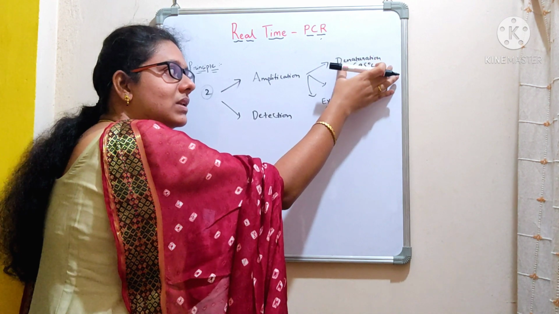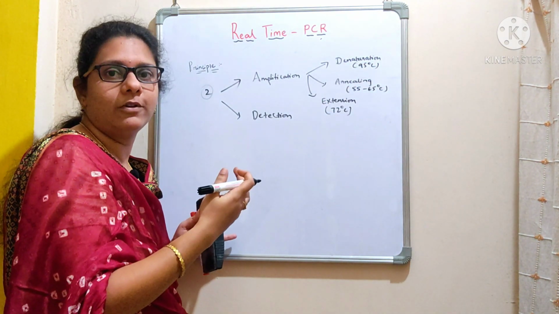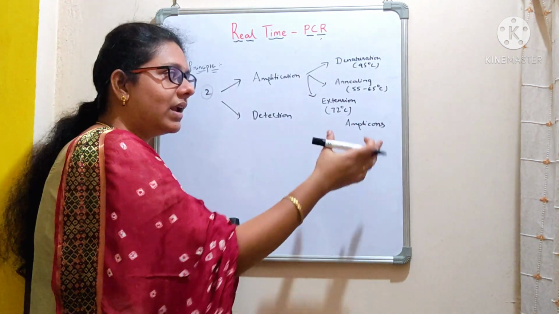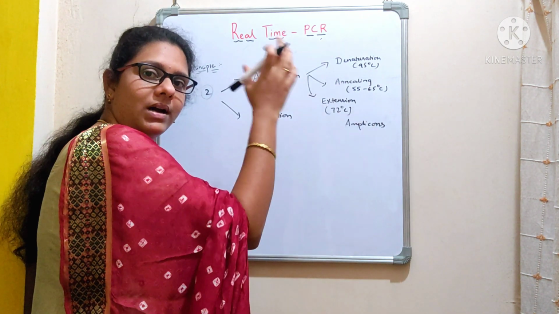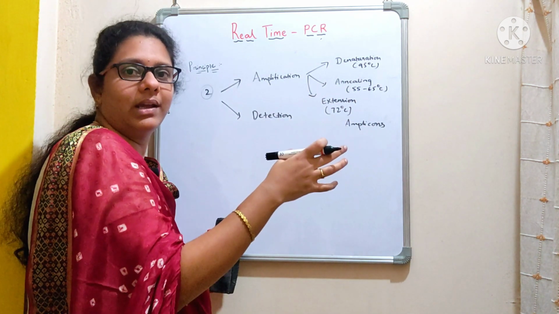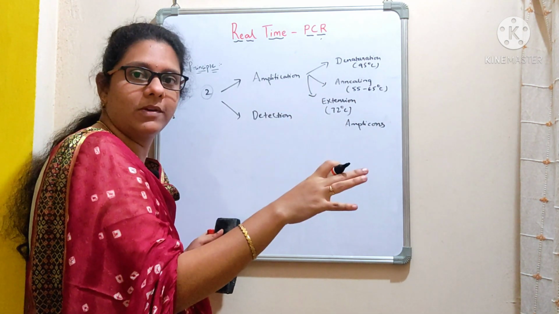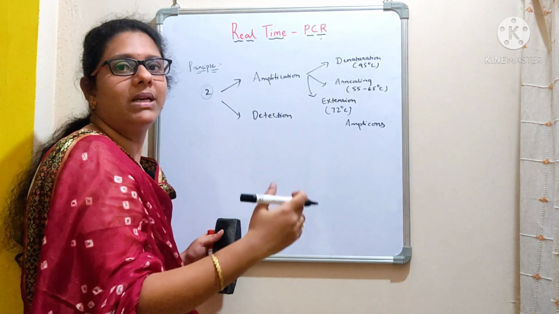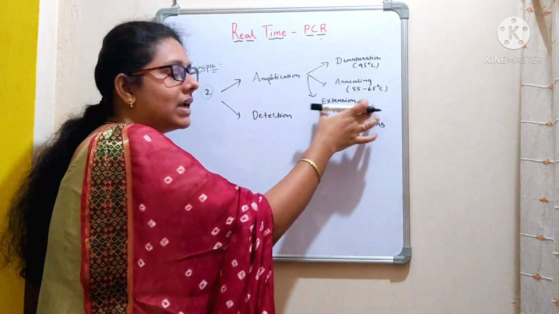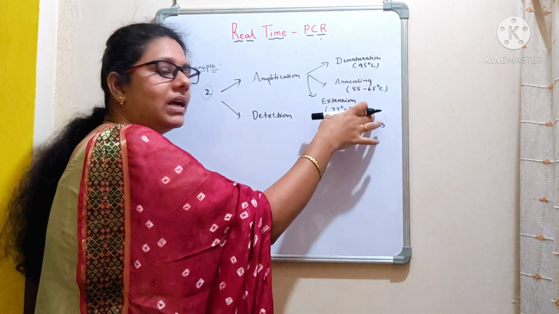Once we are done with the denaturation, annealing and extension, we are going to generate new copies of DNA. We call them amplicons. At the end of the first cycle, from a single DNA molecule, you are going to get two DNA molecules, but that is not sufficient. We need to make multiple copies of the gene. So we go with repeated cycles. Again in the second cycle, the denaturation, annealing and extension will take place. Again in the third cycle, denaturation, annealing and extension.